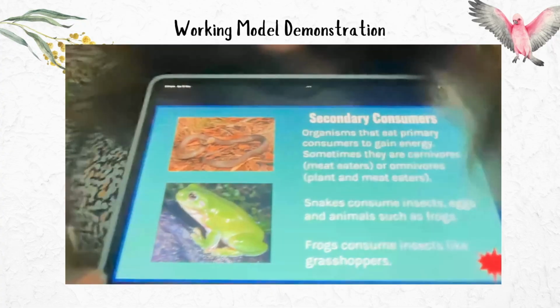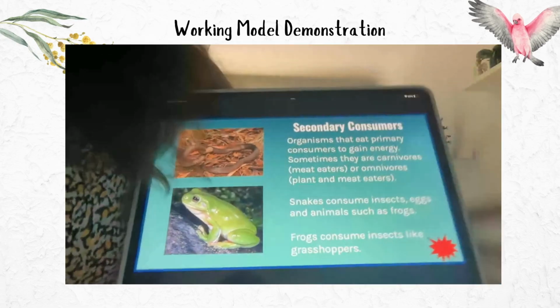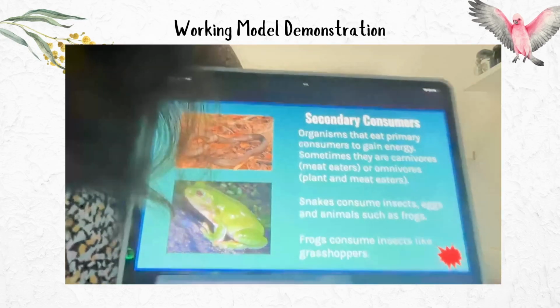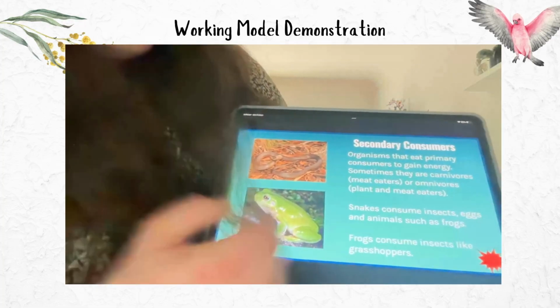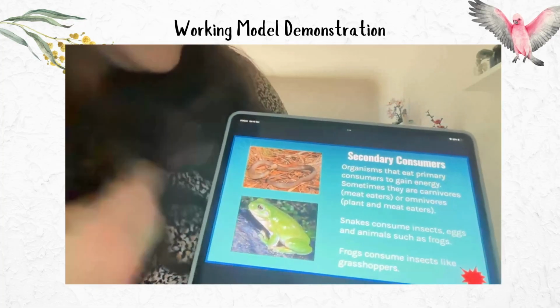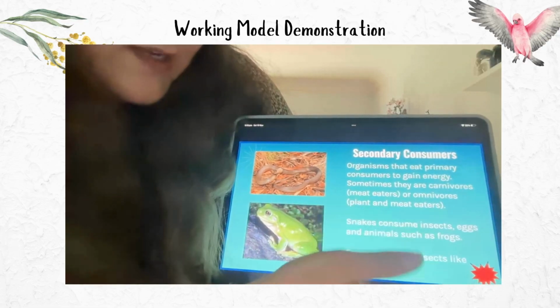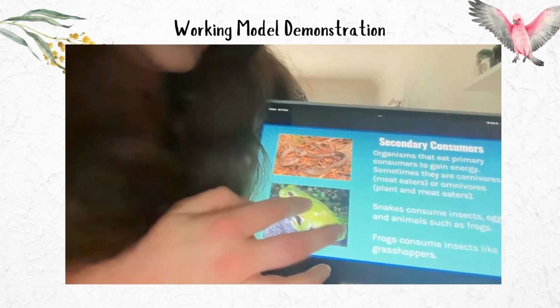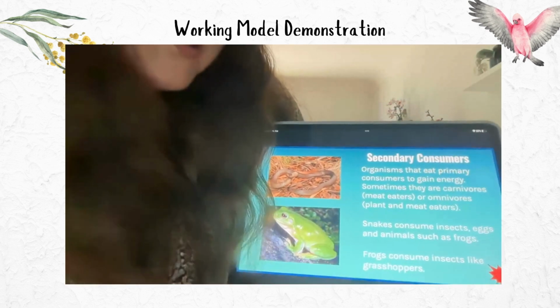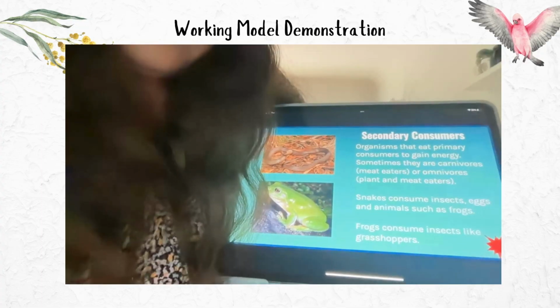For example, if we click on the green tree frog here, it will give us information about the secondary consumers. These are organisms that eat primary consumers to gain energy. Now, we've also got some information about the snakes specifically. They consume insects, eggs, and other animals such as frogs, which is incidentally another secondary consumer. And whereas frogs consume insects like grasshoppers.